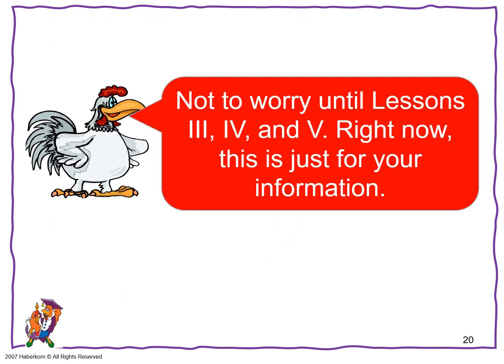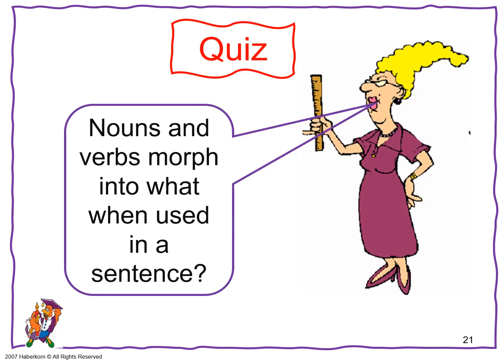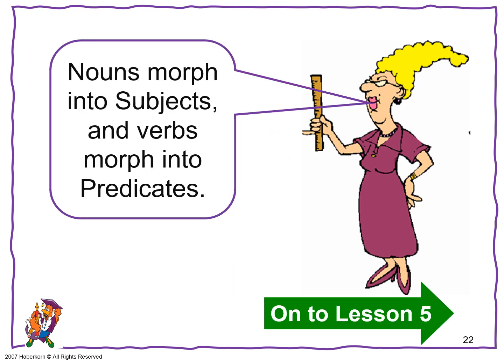Not to worry until lessons 3, 4, and 5. Right now, it's just for your information. A little quiz. Nouns and verbs morph into what when used in a sentence? Nouns morph into subjects. Verbs morph into predicates. On to lesson 5.